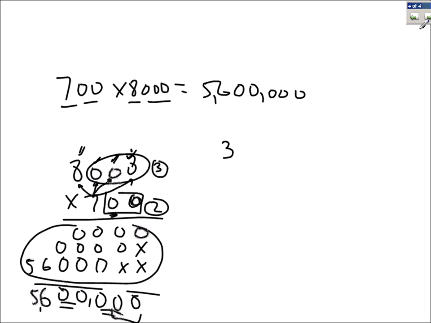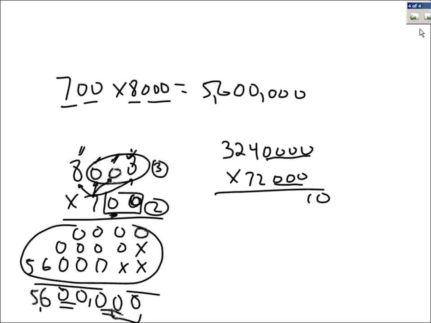You have 324 and then some zeros. You're going to multiply it by 72 and some zeros. Well, whatever this is going to be, it's going to have 7 zeros at the end, at least 7. And then you have to multiply 324 by 72.